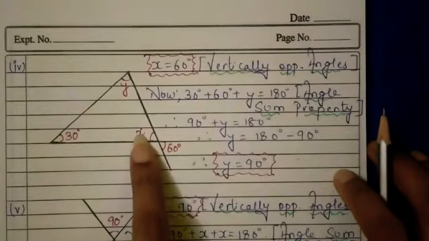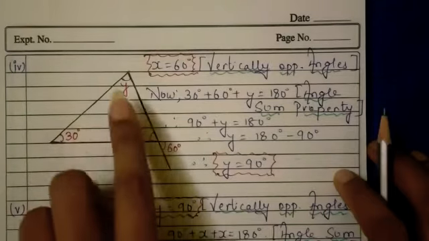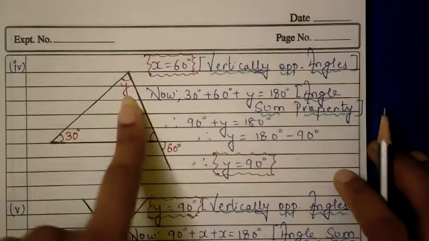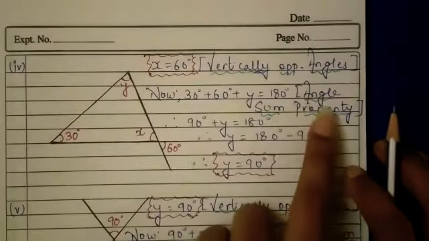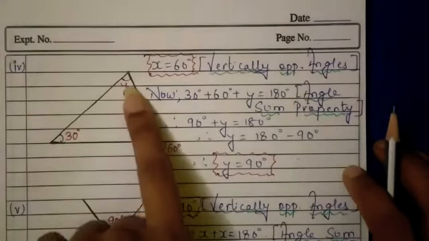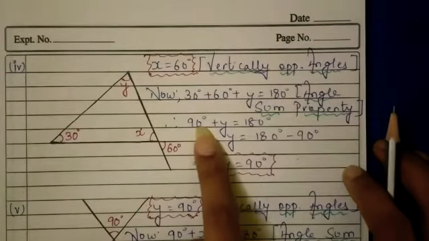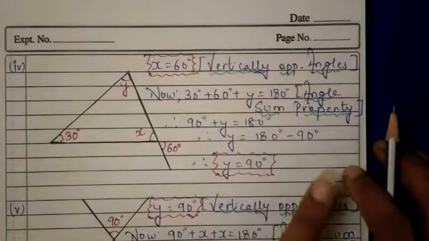Now since we have the value of x and one angle is already provided, using these 2 angles very easily we can find the value of y using the angle sum property. So now 30 plus 60 plus y will give me 180. Adding the numbers we have 90 plus y is equal to 180.